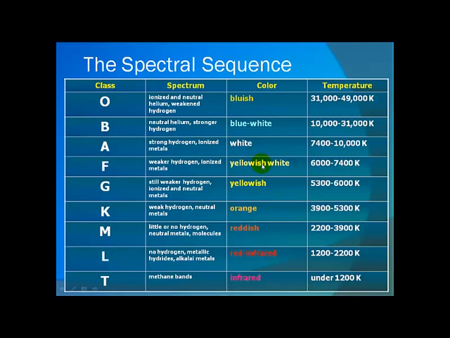You need to know that the Sun, for example, is a G star. A G2 star is kind of yellowish and it's between 5,300 and 6,000 Kelvin. Our Sun is around 5,800 Kelvin. And so on. So this table, you need to remember and make your own notes from.